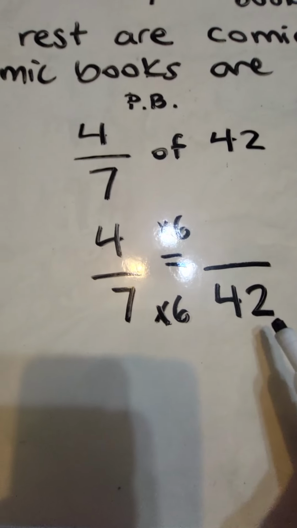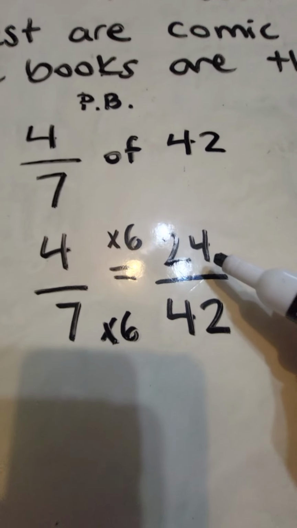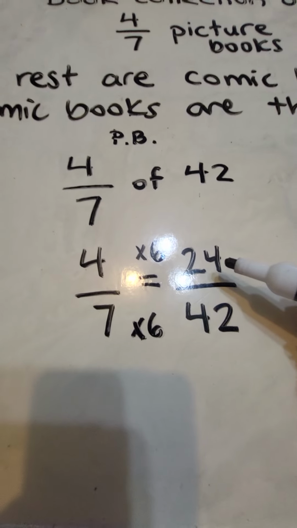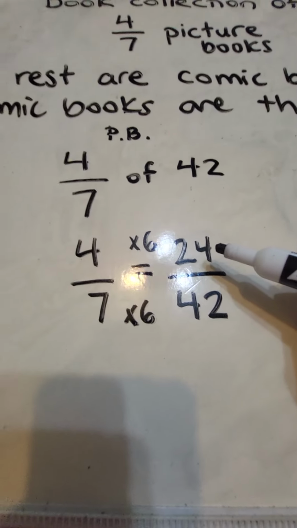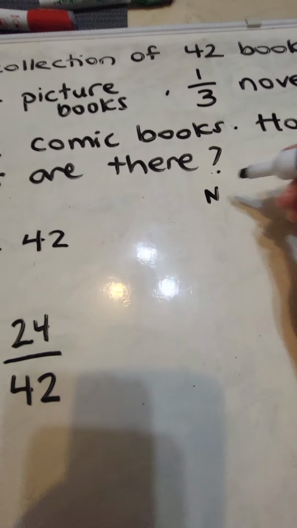So 7 times 6 is 42. 4 times 6 is 24. And there we go. I have 24 picture books. That's not the whole collection. There's only 24 of them. Okay, I'm going to do the exact same thing for novels. Novels, N for novels.